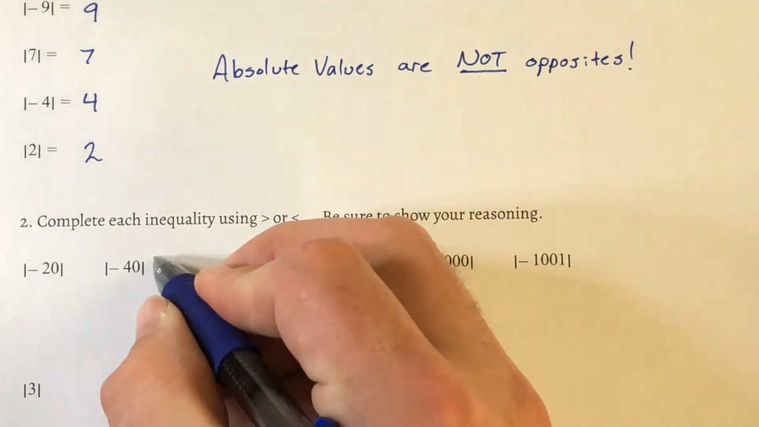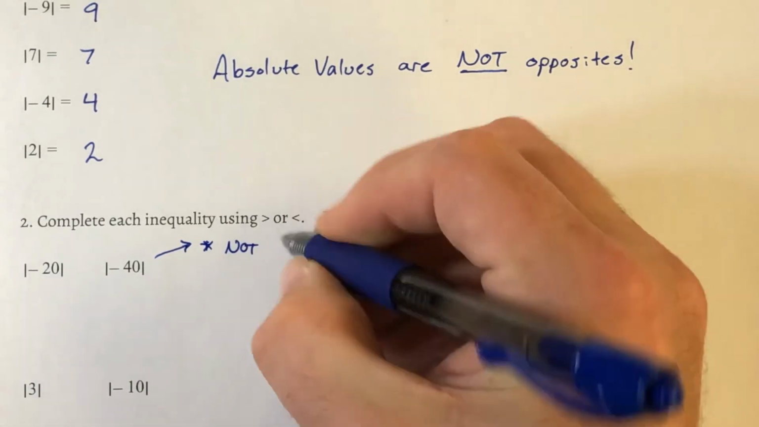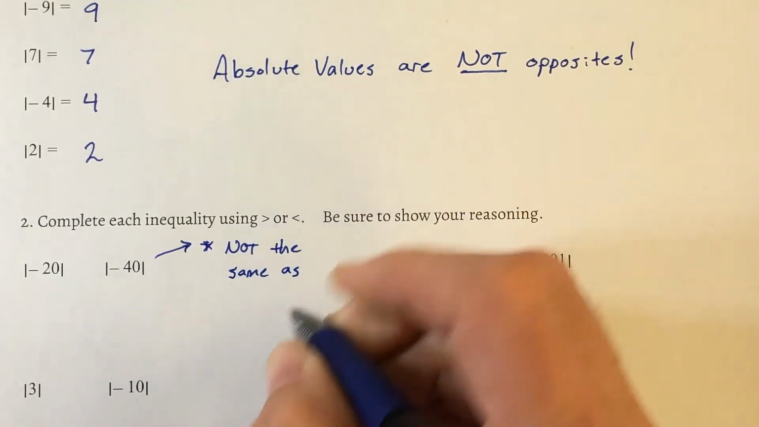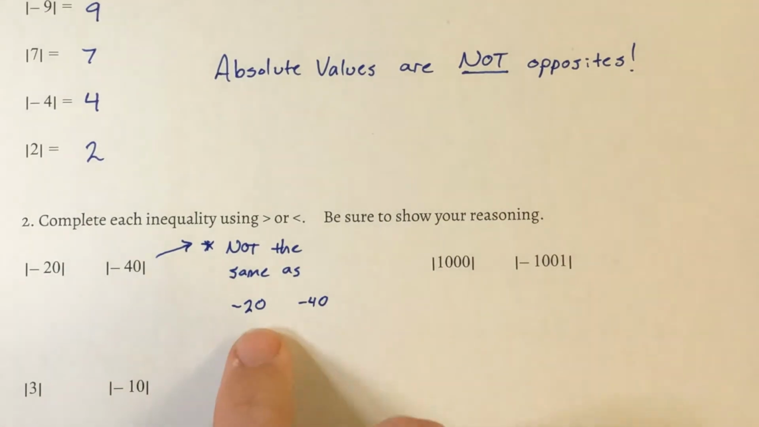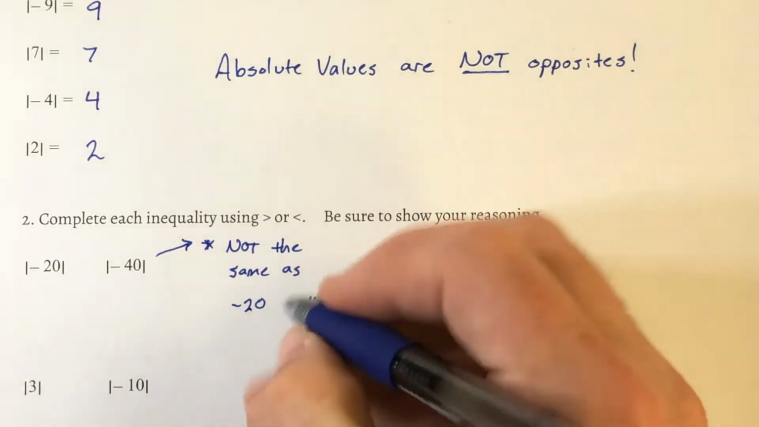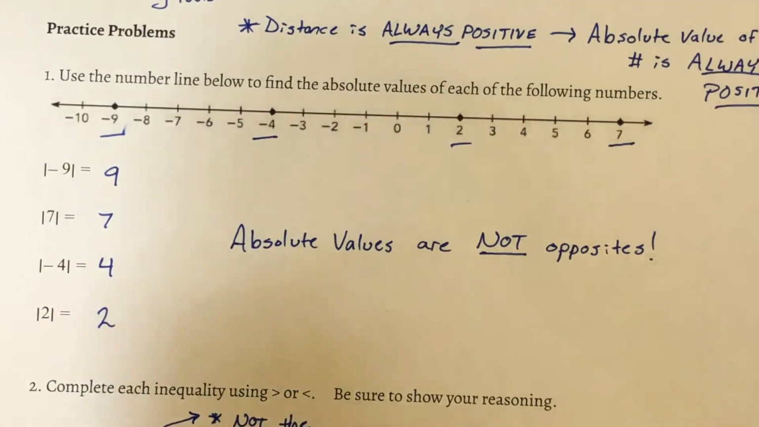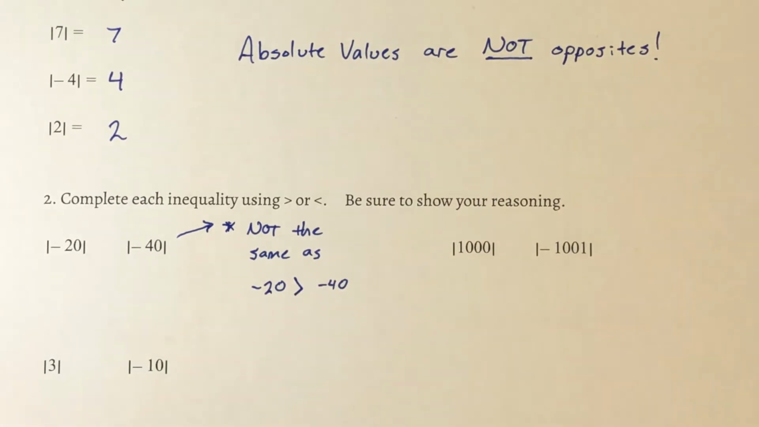It's important to note that this problem is not the same as comparing negative 20 and negative 40. If I were to compare negative 20 and negative 40 and say which one is bigger or smaller, well, negative 20 would be much larger than negative 40 because negative 20 is farther right on a number line, whereas negative 40 would be way farther to the left, way more below 0 than negative 20 is.